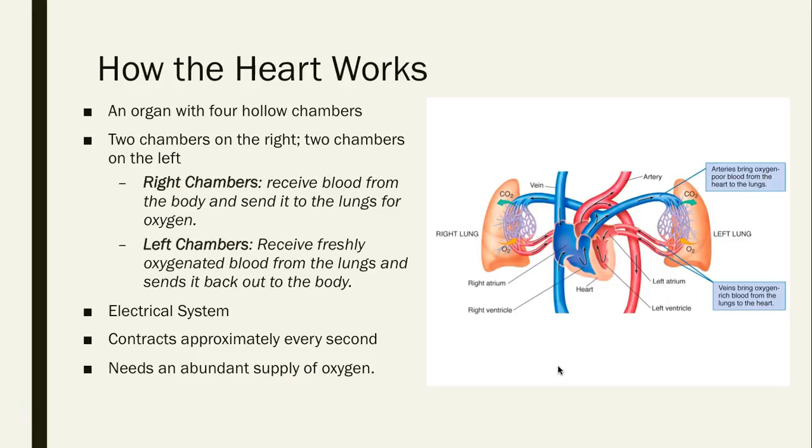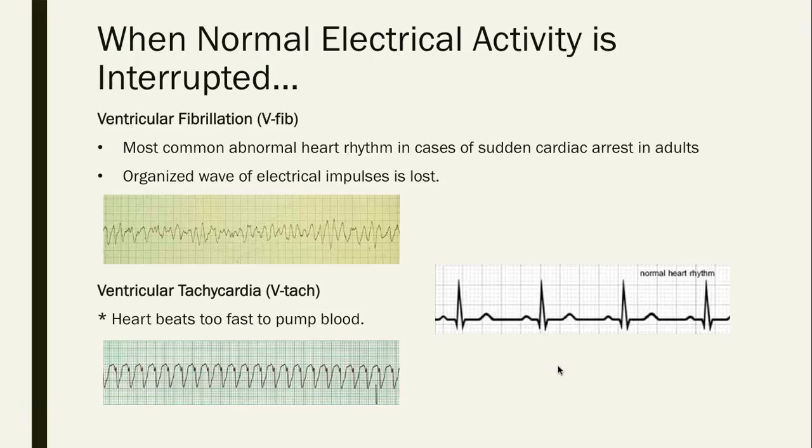Now, the heart is an electrical system. There are nerves in there that tell the heart to fire. The heart contracts approximately every second, and the heart needs abundant oxygen to be able to supply oxygenated blood throughout your body. So there are some differences in electrical activity when it comes to the heart.